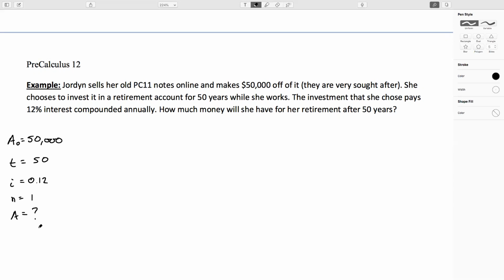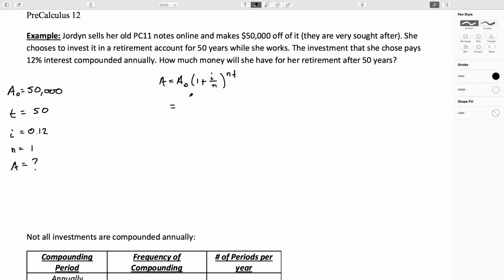So we start the same place as last time. A equals A naught times 1 plus I over N, to the NT. Put in our numbers. A naught is 50,000 times 1 plus 0.12 over 1, to the power 1 times 50. We can simplify this again. This equals 50,000 times 1.12 to the power 50. And now let's do this calculation.